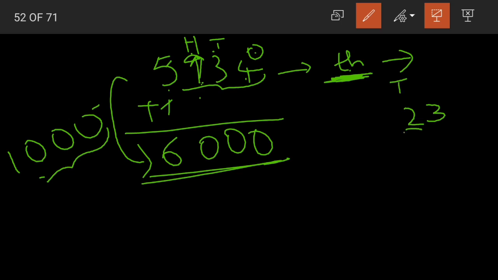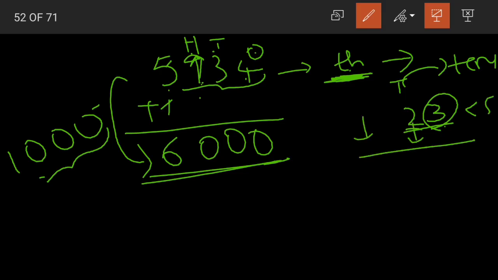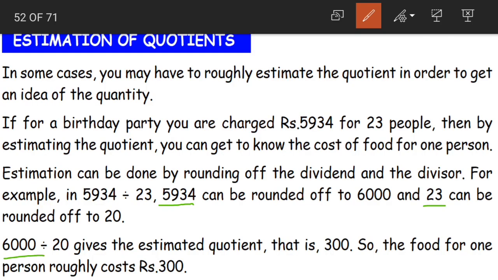Now coming to 23. Here tens is the highest place value, so we round off this number to the nearest tens. Now 3 here is less than 5, so we round down. What do we mean by that? The digit in the tens place is written as it is, and the digit in the ones place is replaced by 0. So 23 becomes 20. So 6,000 and 20 are our estimated dividend and divisor. Now when we divide these two, we will get our estimated quotient.